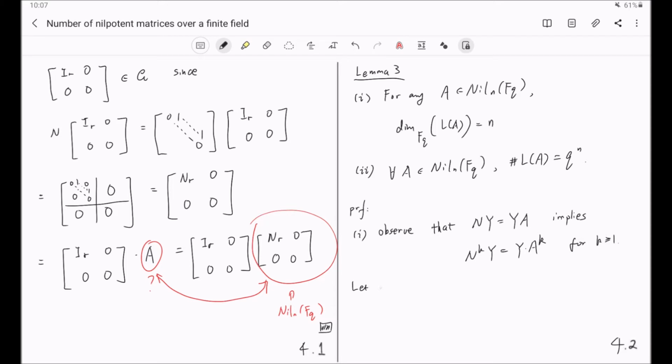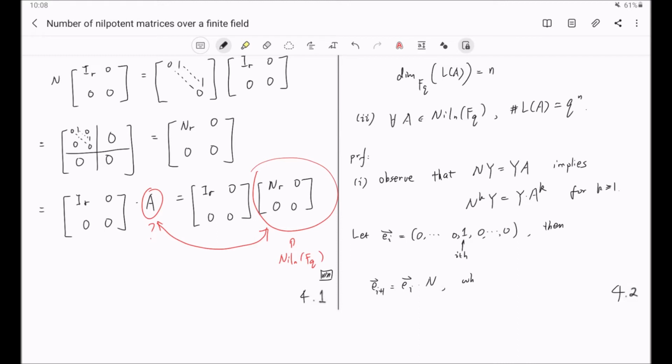And if we let E sub i be the row vector where all the components are equal to 0, except for at the i-th component, where we get 1, then E sub i plus 1 will be equal to E sub i times N. Because remember, N is a matrix where the first subdiagonal entries are equal to 1, and all the other entries are equal to 0. And when we multiply vector E sub i on the right by N, it shifts the components of this vector to the right by 1, which gives you E sub i plus 1.